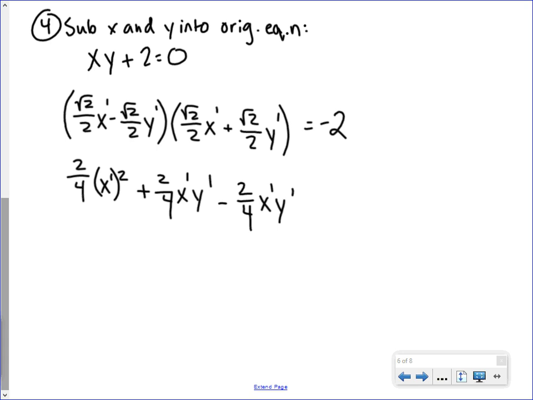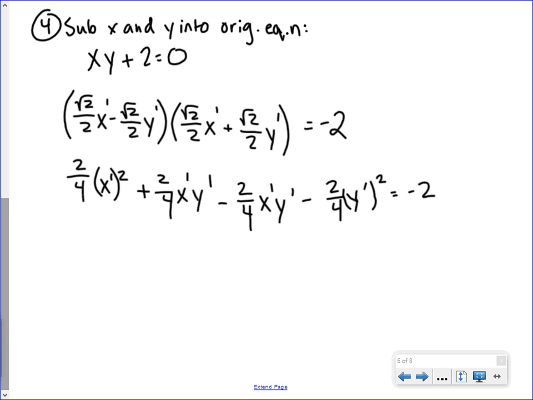And then I got one more set to do. It's the last terms in both parentheses. This is negative square root 2 over 2 y prime times positive square root 2 over 2 y prime. That's going to be a negative 2/4 y prime squared. Does anybody have any questions about what I have done so far?